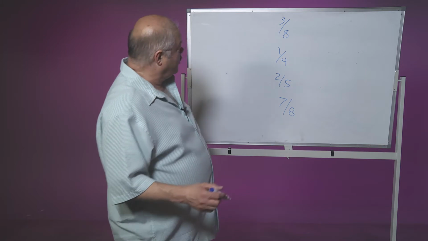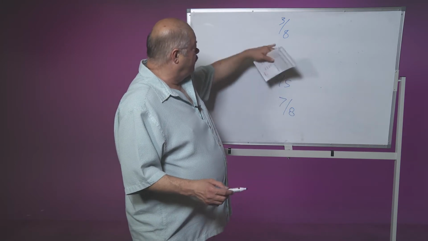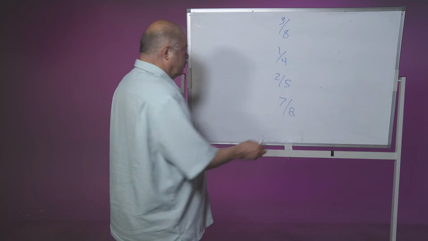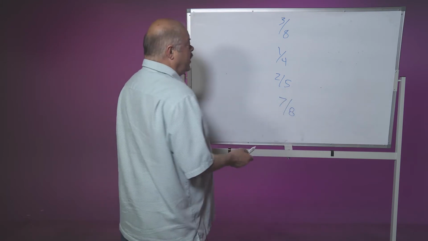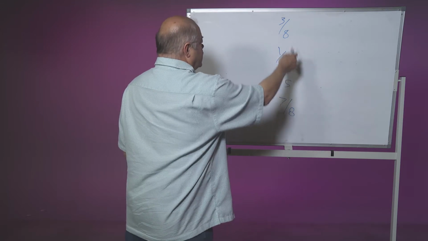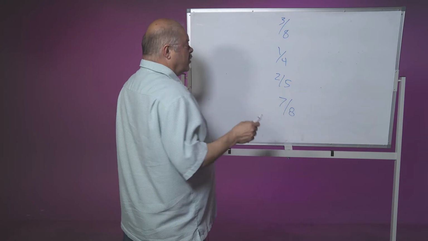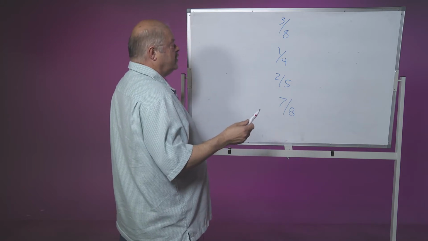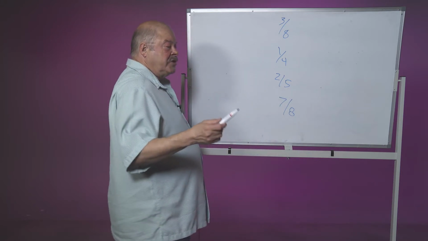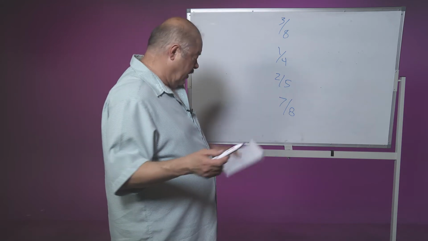So the least common denominator in this case would be 40. 8 times 5 is 40. The 4 times 10 is 40. And so looking at the different factors, the lowest common denominator is 40. Now we'll do a separate section on finding the lowest common denominator in more detail.